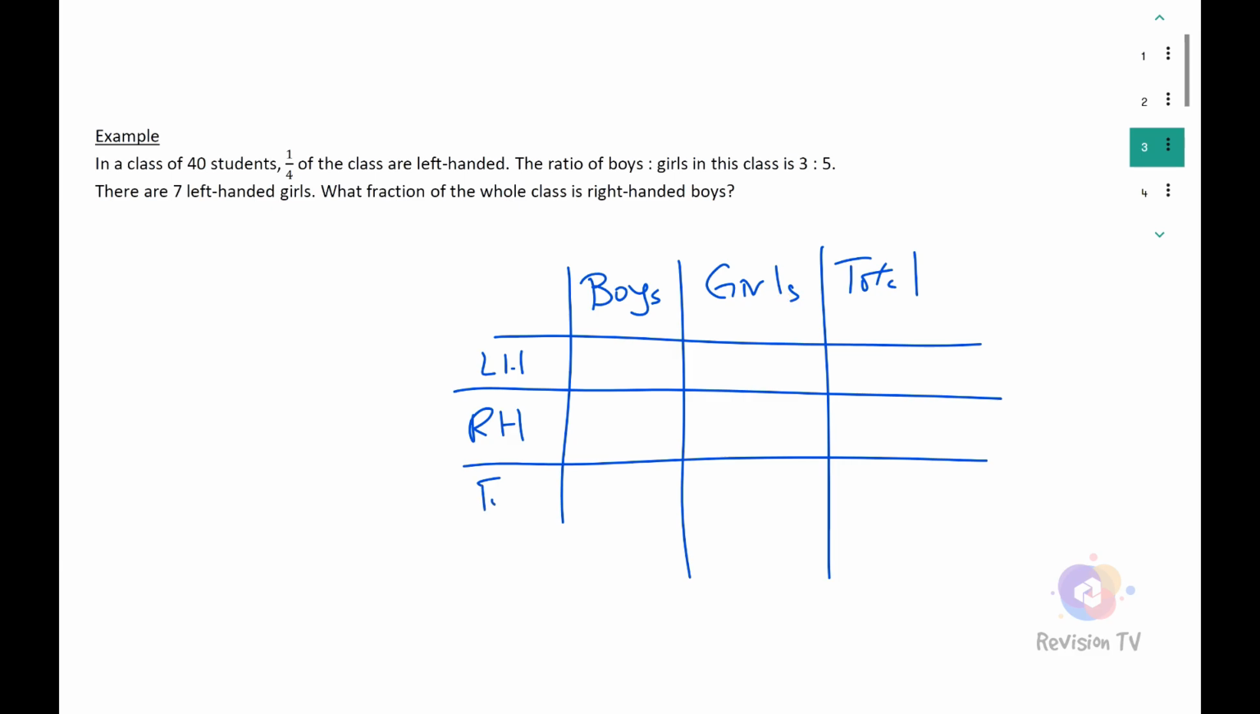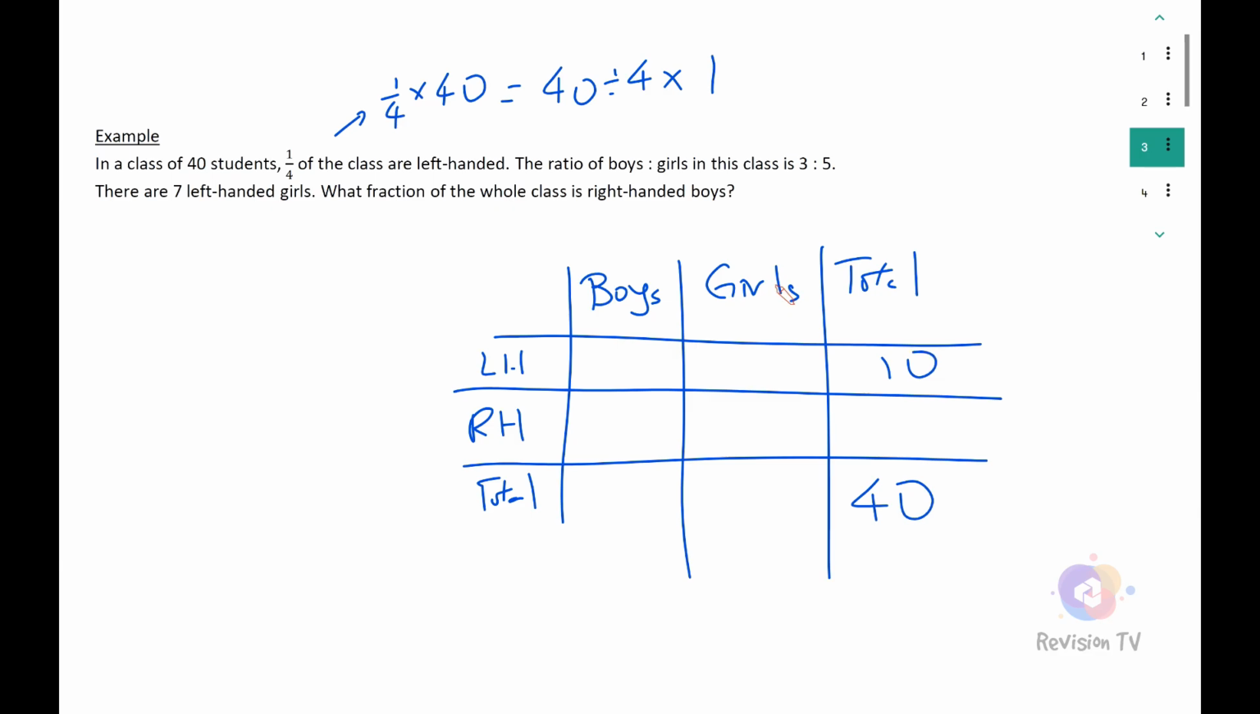Now what we know is that we can start to put some numbers in there. 40 students, that's a grand total, so the total of the total is 40. A quarter of the class are left-handed, so a quarter times 40, where "of" means times. To multiply a fraction by a whole number, you divide by the bottom and times by the top. So 40 divided by 4 is 10. 10 times 1 is 10. So that's left-handed 10.